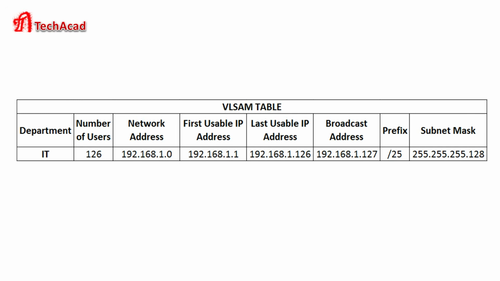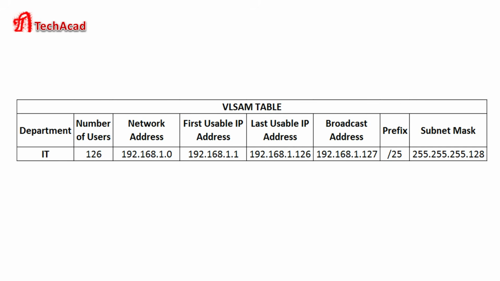Here we will see the VLSM table for each department. There we can see there is a spelling mistake in VLSM. This is not VLSAM, it is VLSM, that is variable length subnet mask table. So we will see for each department. First we can see IT. Here we considered number of users, 126, including its default gateway. And here we can see its network address, first usable IP address, last usable IP address, broadcast address, then its prefix and subnet mask.